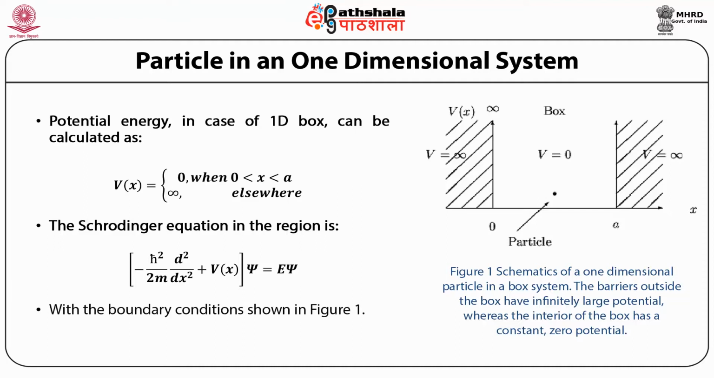So this figure schematically shows a one-dimensional particle in a box system. The barriers outside the box have infinitely large potential, whereas the interior of the box has a constant zero potential.